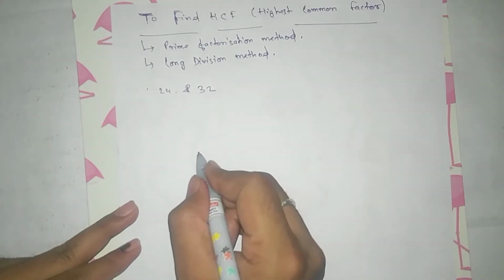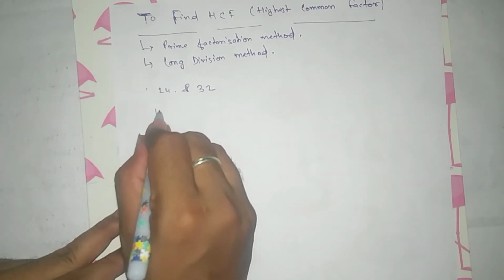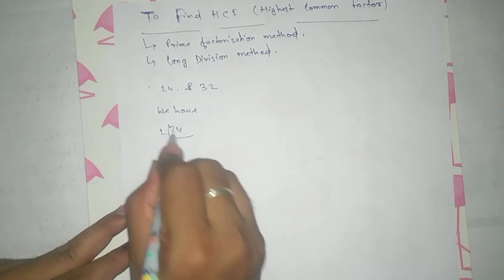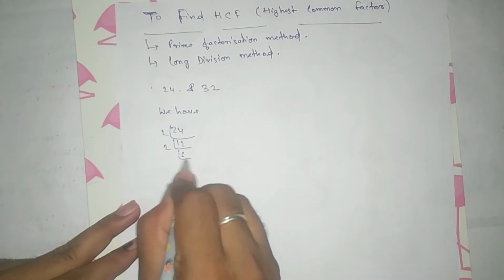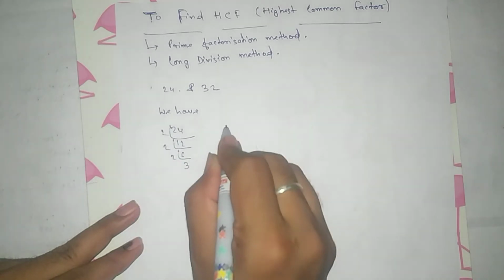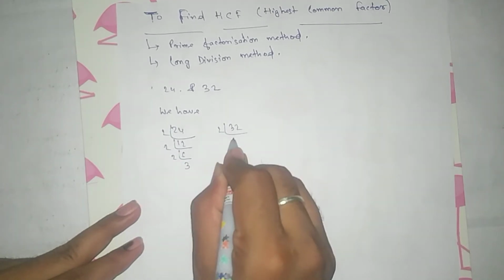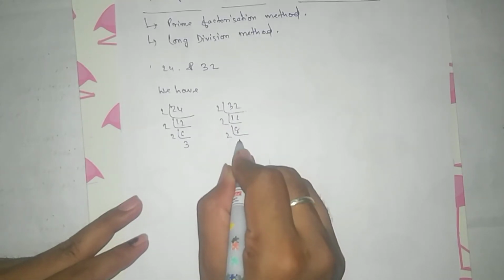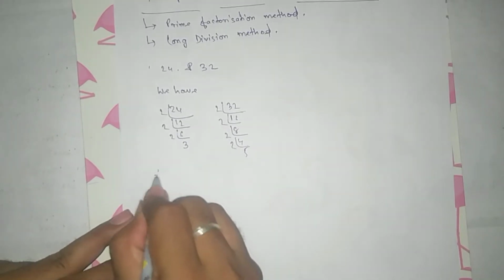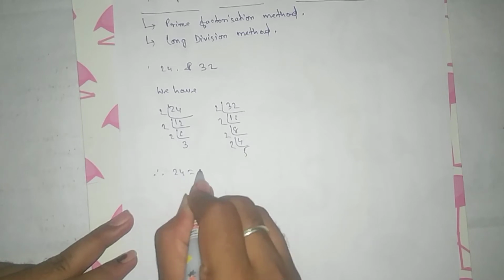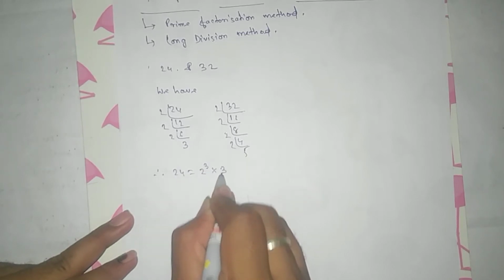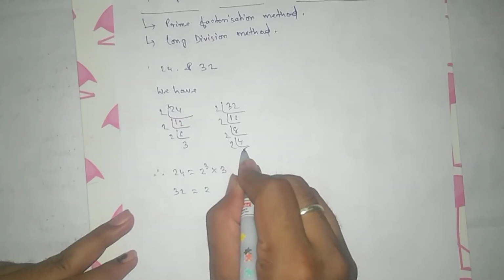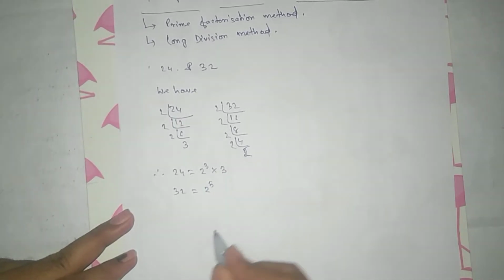So how are we going to do it? First we will find their prime factorization form. Going with the prime factorization of 32: 2, 16, and 2, 8, and 2, 4, and 2, 2. Therefore, we can write 24 as 2 to the power 3 into 3, and 32 as 2 to the power 5.